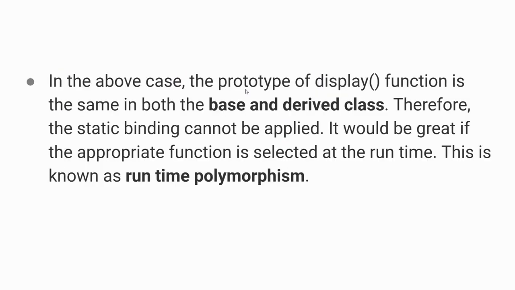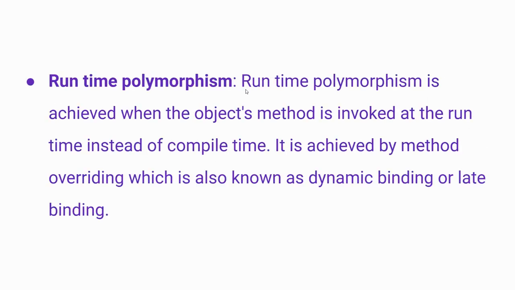class B. In the above case, the prototype of the display function is the same in both the base and the derived class. Therefore, static binding cannot be applied. It would be great if the appropriate function is selected at runtime. This is known as runtime polymorphism.